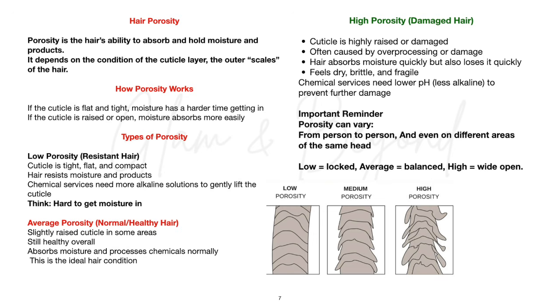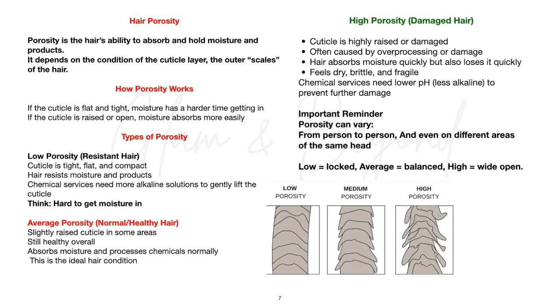Types of porosity. Low porosity means resistant hair. Cuticle is tight, flat, and compact. Hair resists moisture and products. Chemical services need more alkaline solutions to gently lift the cuticle. Think hard to get moisture in.